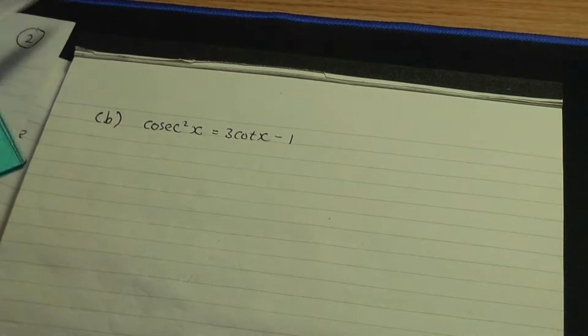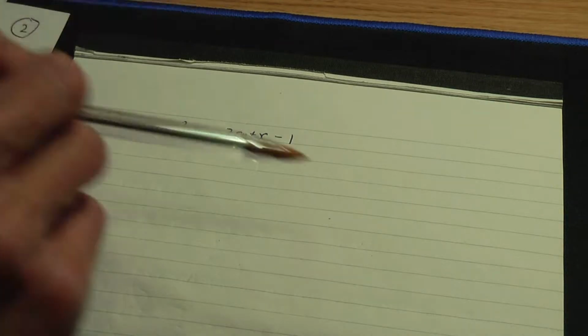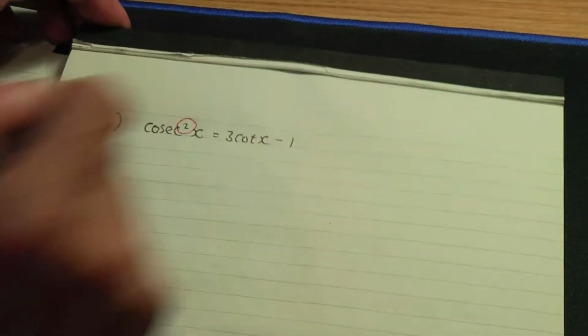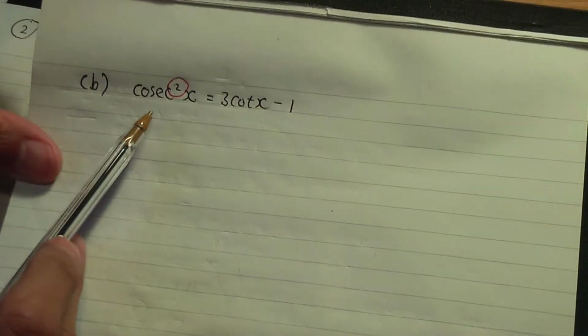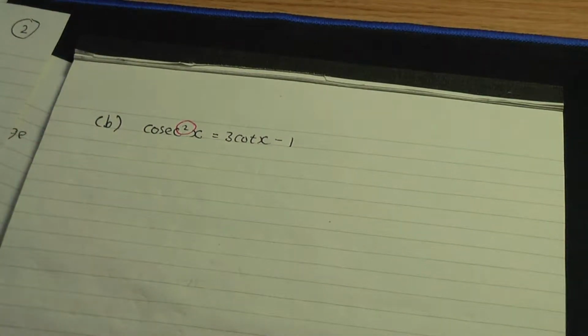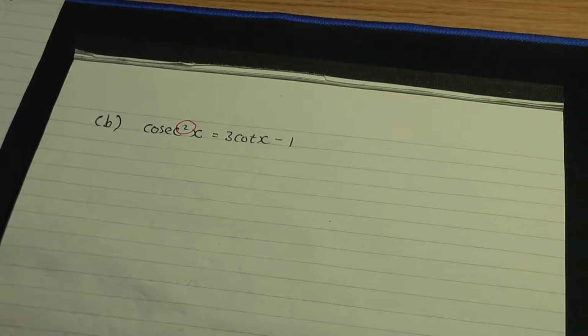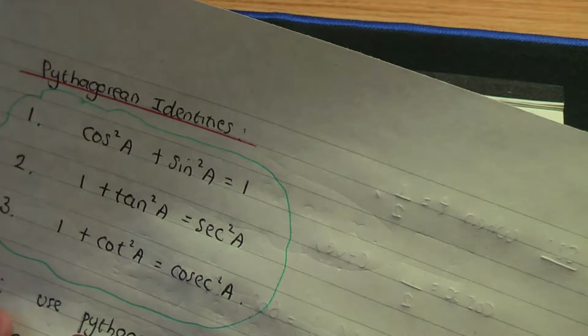So once again, everyone, you have a power 2. Let me circulate that. That means we may need to use the Pythagorean identities once again. So chances are it could be a Pythagorean identities question. If we go back to the identities on the previous page, we need to change.